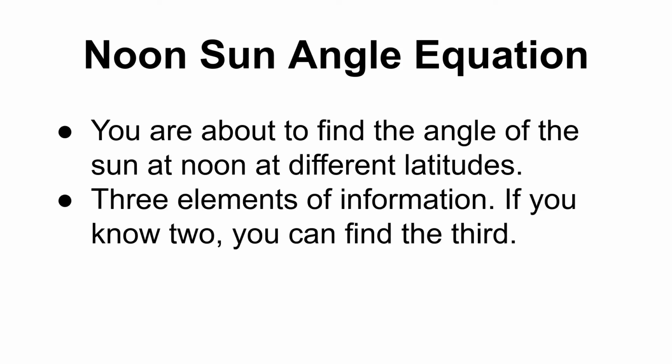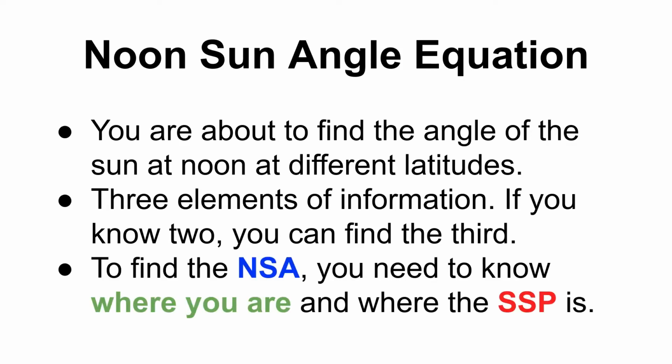There are 3 elements of information in this equation. If you know 2, you can solve for the third. To find the noon sun angle, that's 1, I put it in blue. You need to know where you are, your latitude, that's in green, and where the subsolar point is, that's in red. If you know where you are and where the sun is, you know what the angle is. If you know the angle and where you are, you can figure out where the subsolar point is. If you know the angle and where the sun is, you can find out your latitude.